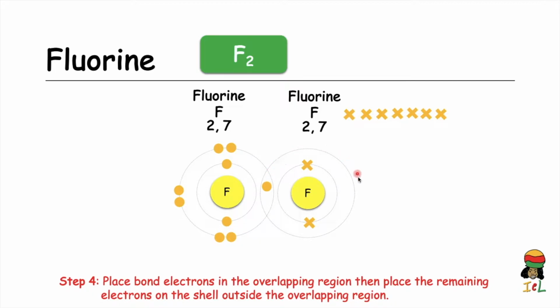Now to the fluorine on the right side of our screen. If the first fluorine shared 1 electron with the second fluorine, then the second fluorine will share back 1 electron with the first fluorine. After sharing 1 of its 7 electrons, the second fluorine now has 6 electrons remaining, which are placed on the shell outside of the overlapping region. At this point, all the valence electrons for both fluorine atoms have been placed on the valence or last shells.